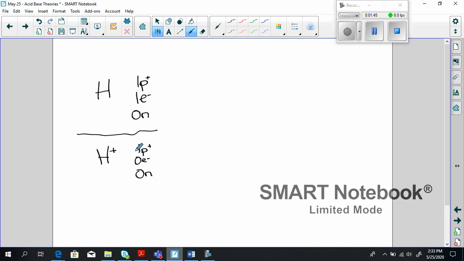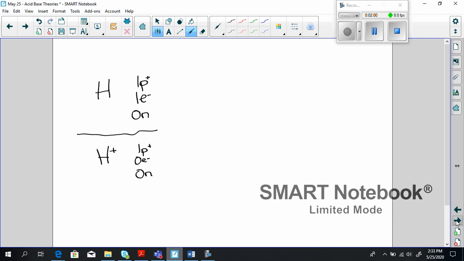So when you hear the term thrown around that a Bronsted-Lowry acid is a proton donor, that just means that it is a hydrogen ion donor. Or a Bronsted-Lowry base is a proton acceptor, that just means it's a hydrogen ion acceptor. So just so you're clear with where those terms come from.